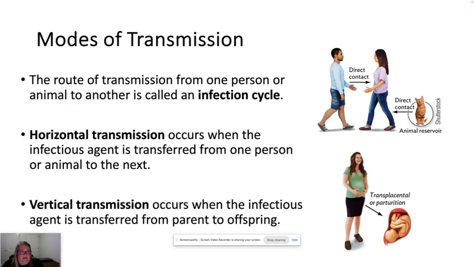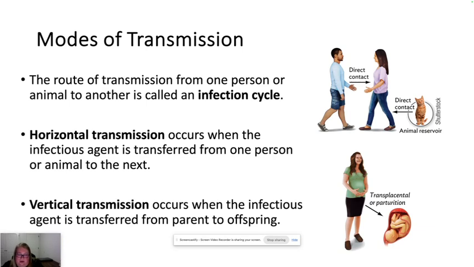Okay, so let's talk about the modes of transmission. So, how disease is transmitted, so the route it takes from one person or animal to another, is what we call an infection cycle. So, cycle of infection is pretty much the same thing. I will probably use cycle of infection more because that's the term I used and learned as a student. All modes of transmission fall into two types, either horizontal transmission or vertical transmission.